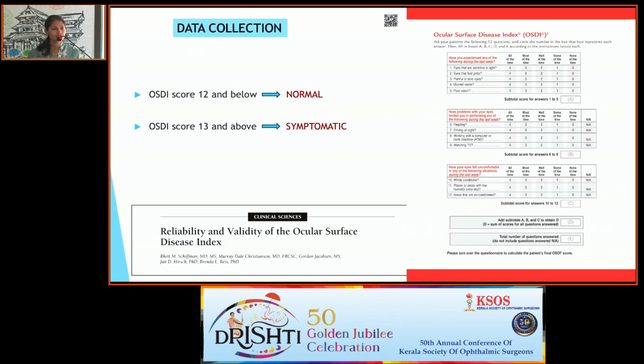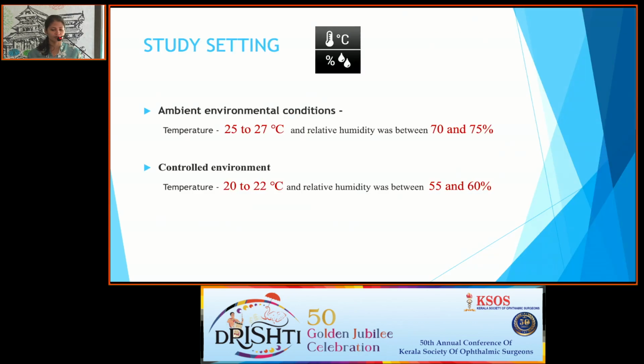Initially we asked the patients to complete the OSDI questionnaire on their phones using a QR code based method. Those who scored 12 and below were classified as the normal group, and those who scored 13 and above were in the symptomatic group. The OSDI questionnaire is a valid and reliable index to assess dry eye, and it has three subscales: the ocular symptom subscale, the vision subscale, and the environmental trigger subscale.